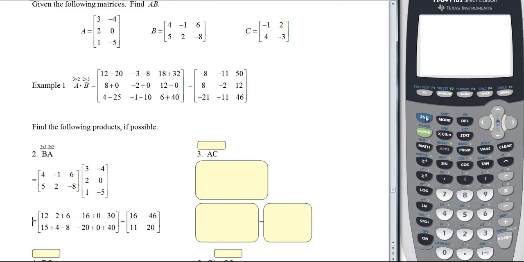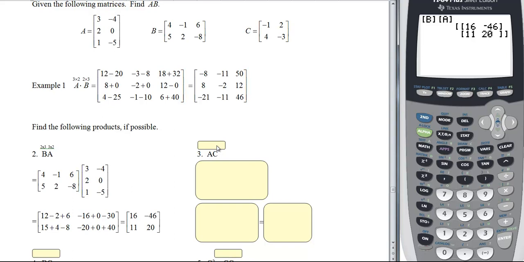Well, let's try it in the calculator. I'm going to go get matrix B. I think I put these in. Then A. There it is. So I need you to try these other ones.